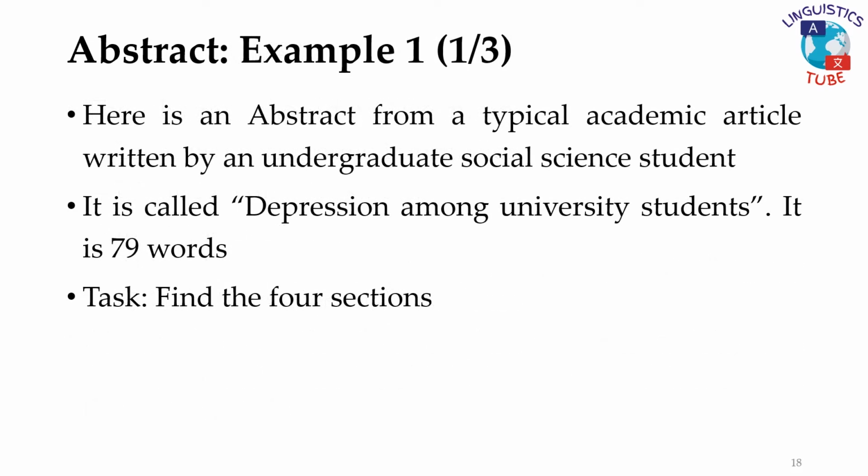Let's now look at 2 examples of abstracts written by my students, who are undergraduate social science students at a university in China. Their academic article presented the results of a research project in which they needed to gather and analyze primary data. The first abstract is from an academic article called Depression Among University Students. This abstract is 79 words, so it is just under the recommended range of 80 to 100 words. Please pause the video and find the 4 sections of an abstract.